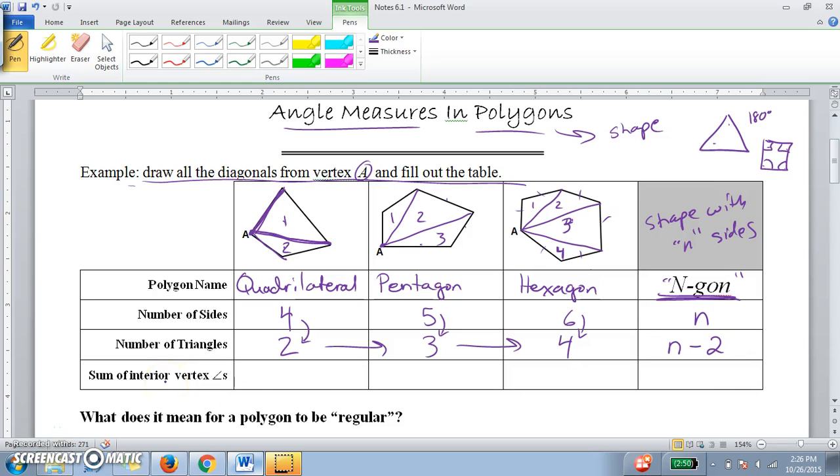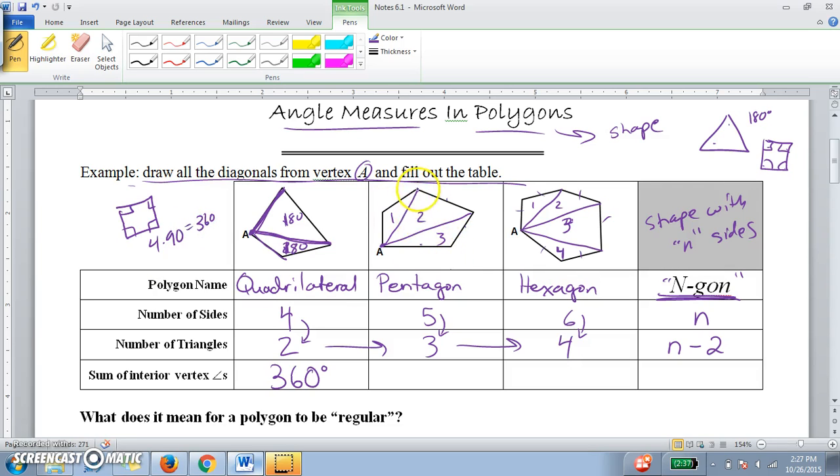So what's the sum of the interior vertex angles for all of these shapes? Well, since I cut this into two triangles, this would be 180 degrees, like we know, and this would be 180 degrees. So 180 plus 180 gives me 360 degrees. Just like a square, we know has four 90-degree angles. 4 times 90 gives us 360.